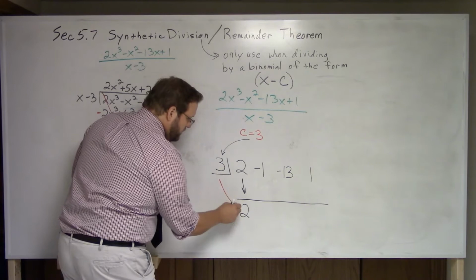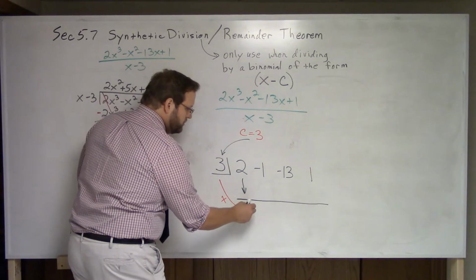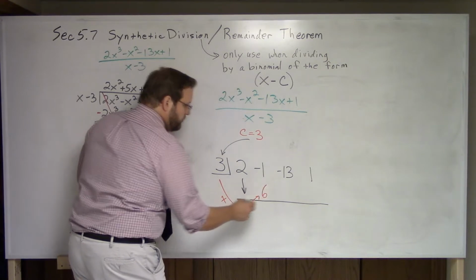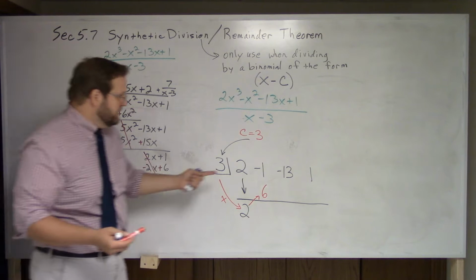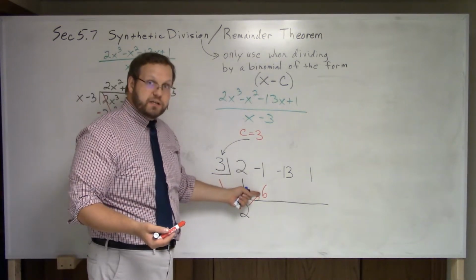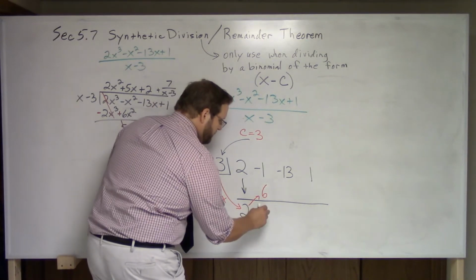Then I am going to multiply those 3 times 2 and bring it up there. Then I just do what it says. Negative 1 and then a positive 6. So negative 1 plus 6 is 5.